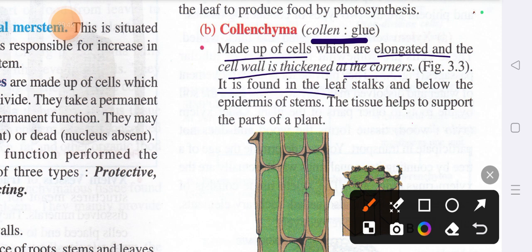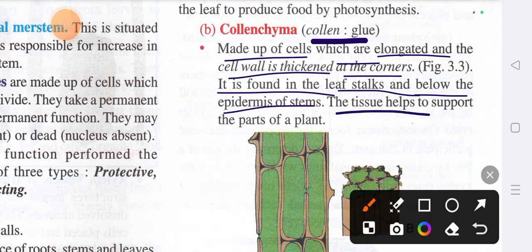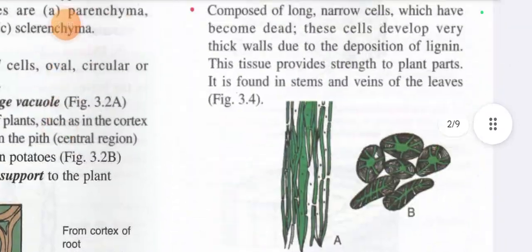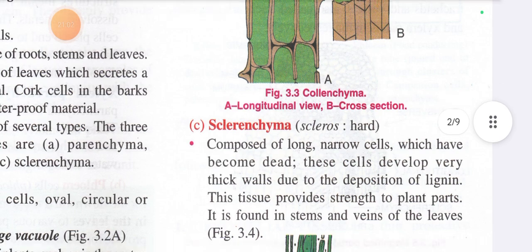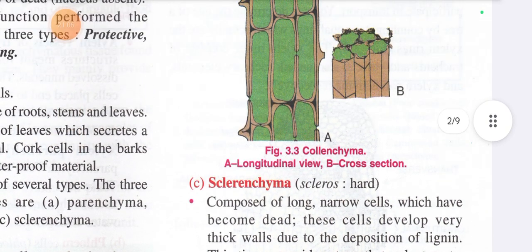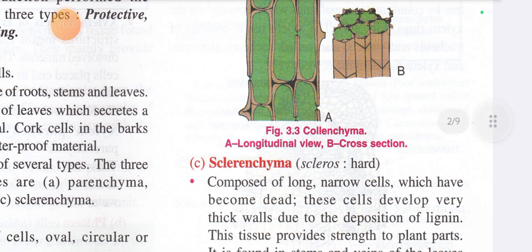It is found in the leaf stalks and below the epidermis of stem. Where is it found? It is found near the stalk of the leaf. The tissue helps to support the parts of the plant. So this is collenchyma. You can see in this image 3.3, A is a longitudinal view and B is a cross section. This is the longitudinal, and this B image is the cross section.